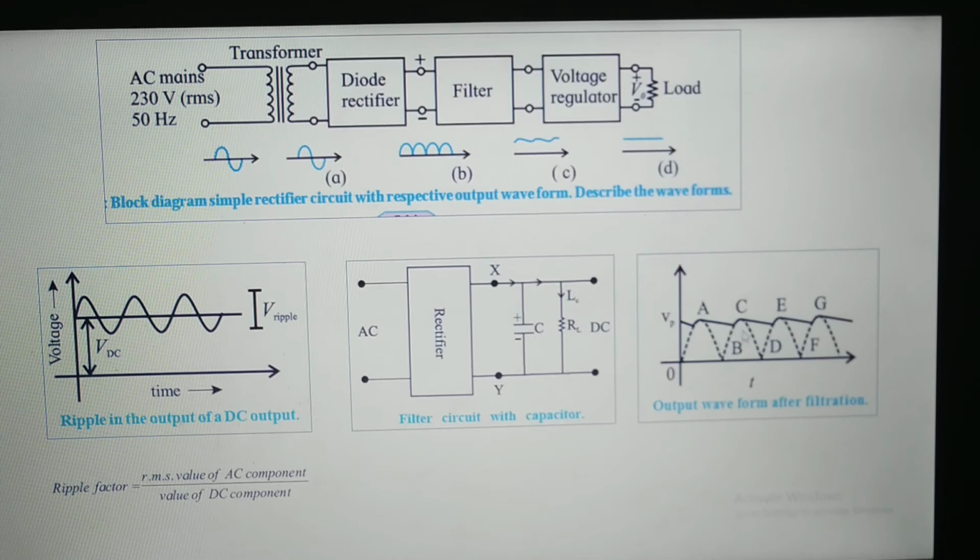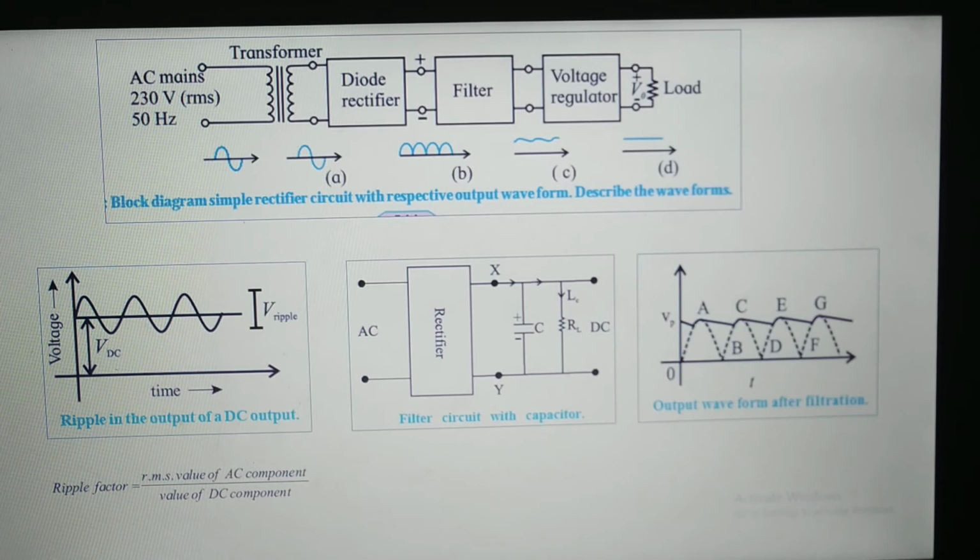So this cycle continues, and what we see here, just focus on this part, we get this sort of output, which is shown here as point C. So we get something like this output from the filter circuit. Now again, this output is not the pure DC form that we want. This is unregulated DC output. This is not regulated.